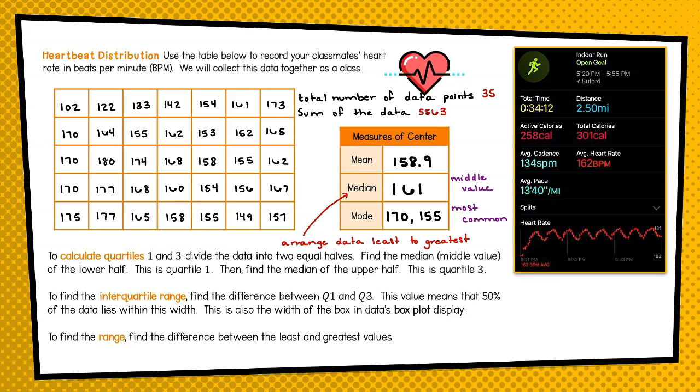It is also possible to calculate the overall range for your dataset, which would be the difference between the least and the greatest values in the set. While these calculations are not difficult, they can be a little bit time-consuming. Luckily, we can automate most of these calculations using Desmos.